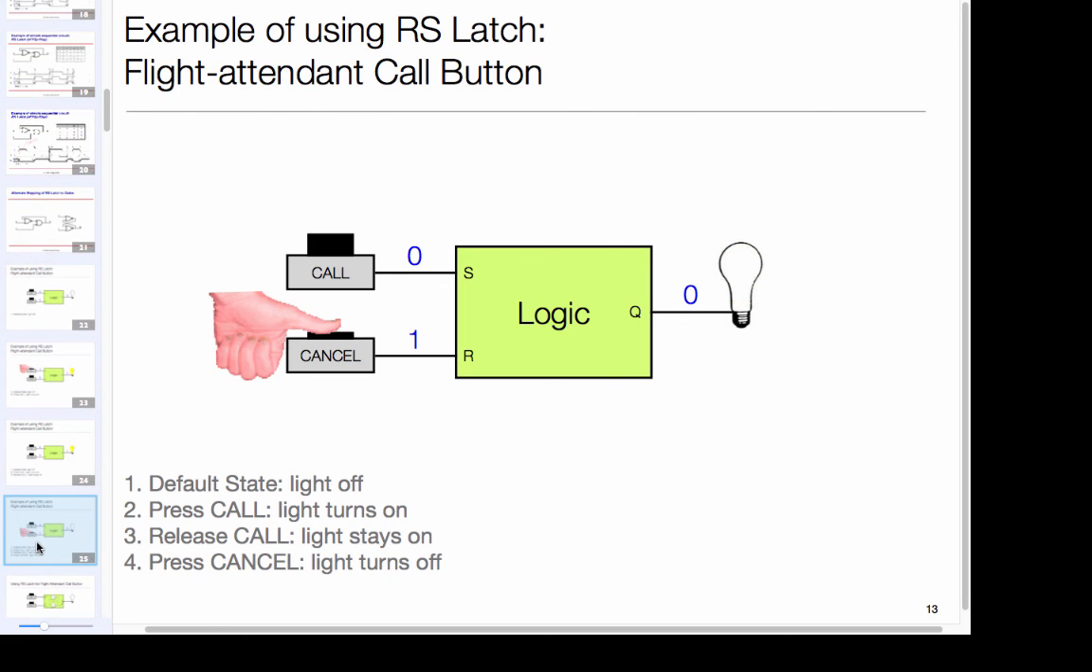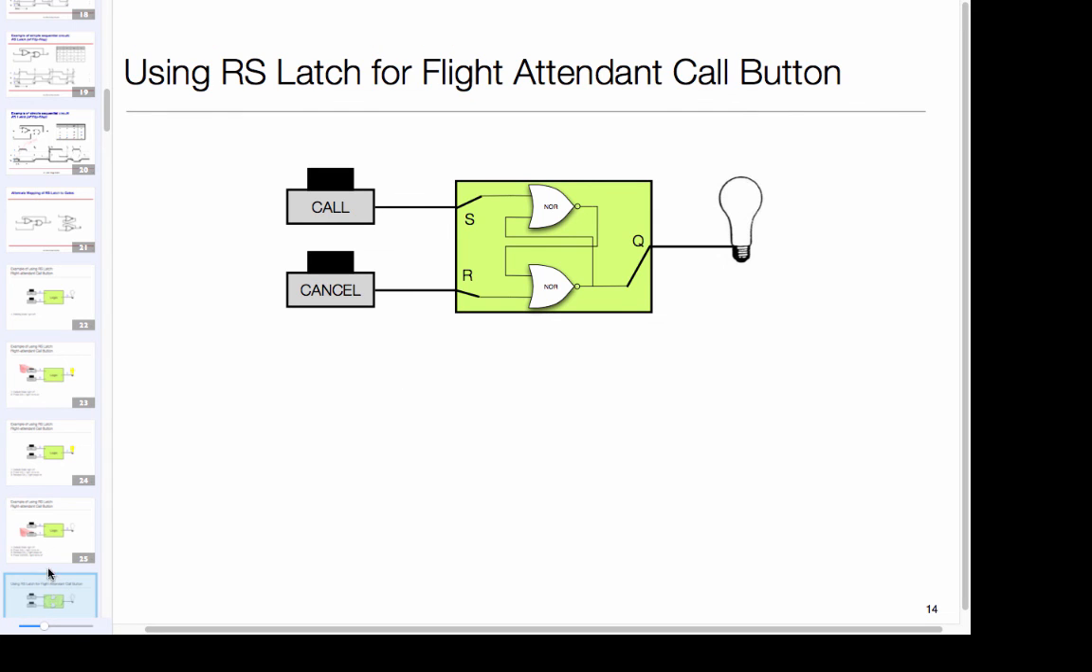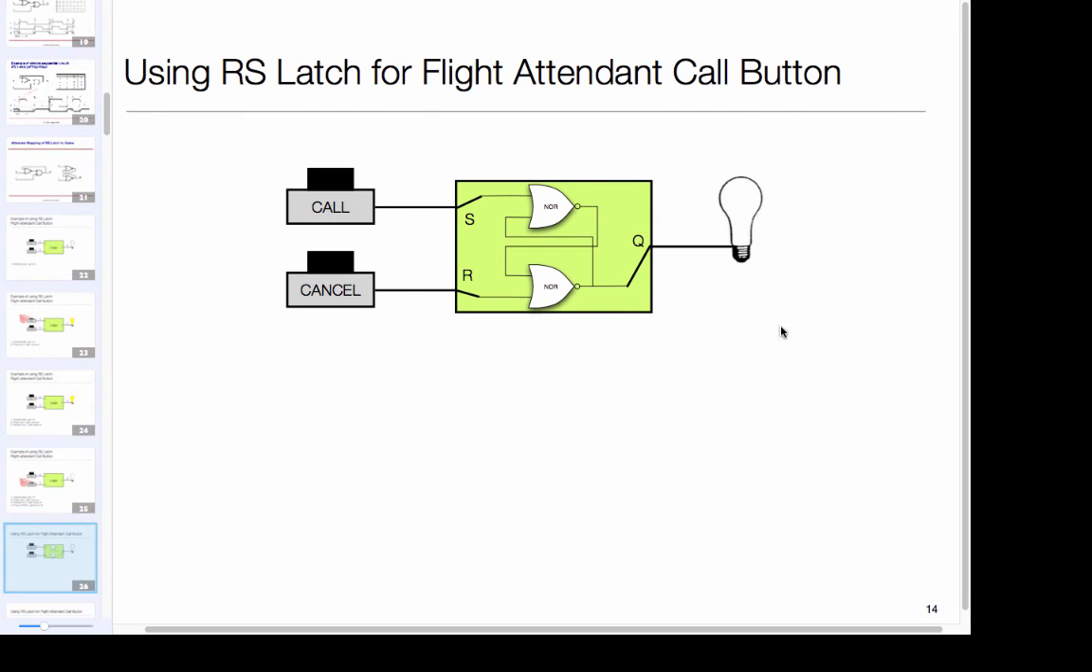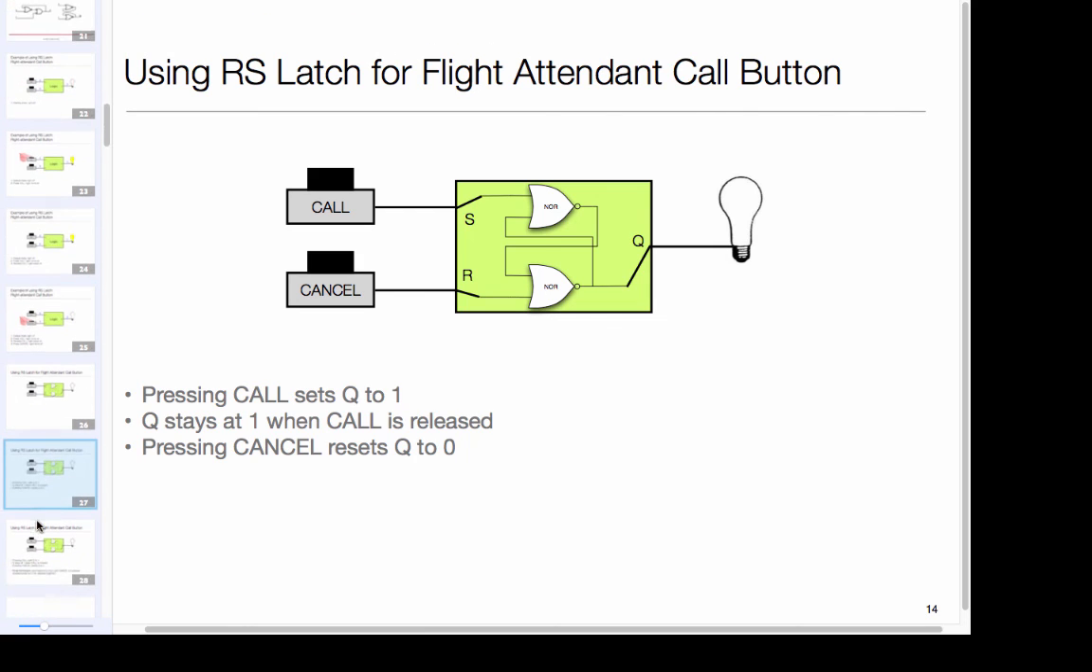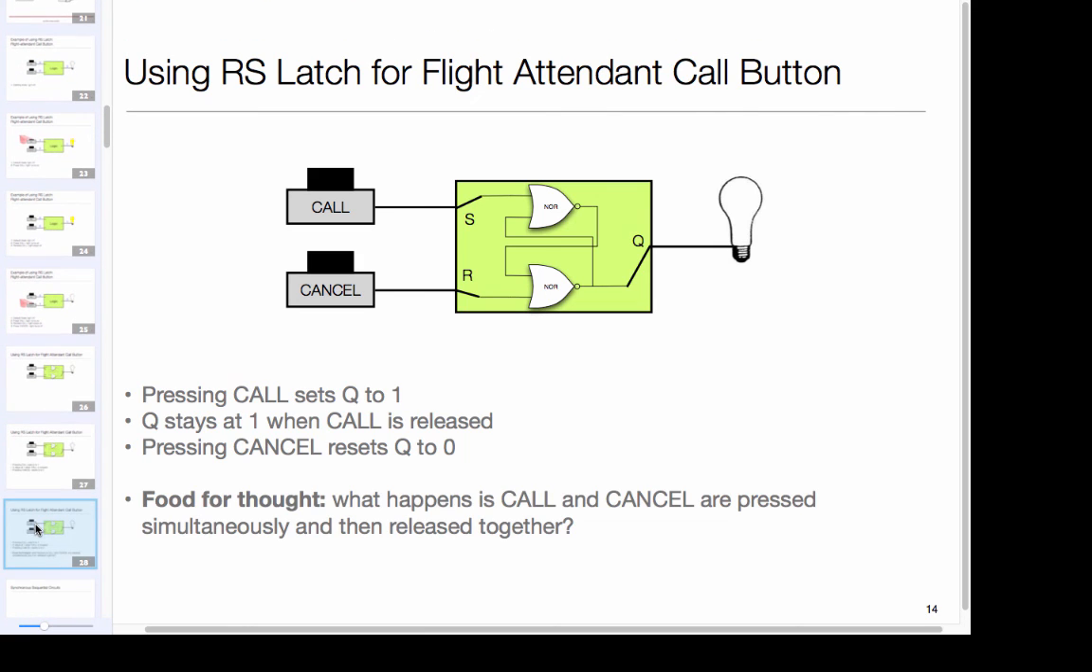Then the flight attendant comes, presses the cancel button. This goes high, and as a consequence, R is 1, S is 0. The output is 0. Light bulb goes off. We release the cancel button. The light bulb remains off. That's all that's happening. Internally, it's just our SR latch. Okay. So what happens if call and cancel are pressed simultaneously and released together? What do you think will happen?